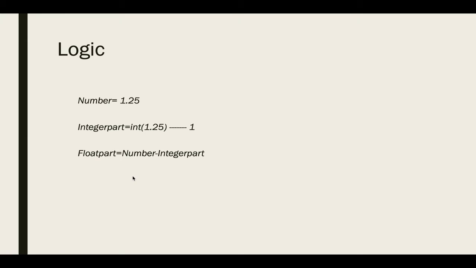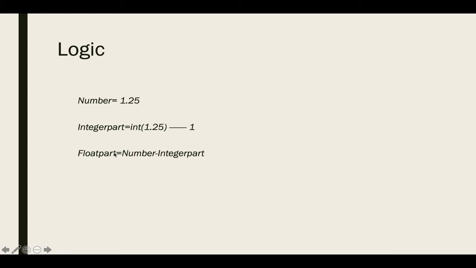So, how are we going to proceed with the logic? Suppose the input number is 1.25. I can easily find the integer part of it by doing the typecasting. This is known as typecasting, which we already do while taking the input of an integer. So, how will I do it? I will write int and then in brackets I will write the value whose integer part I want to extract. This will give me 1.